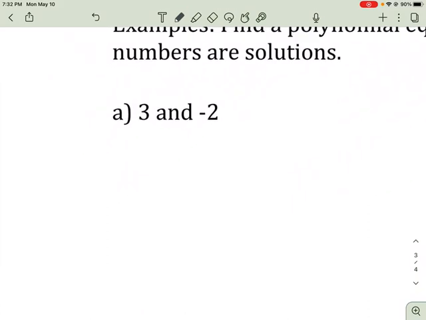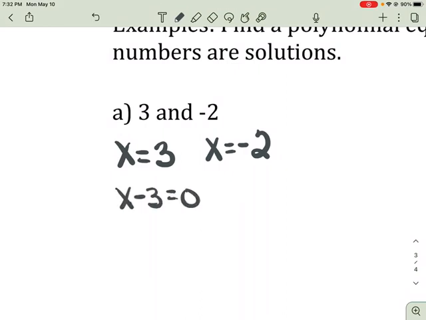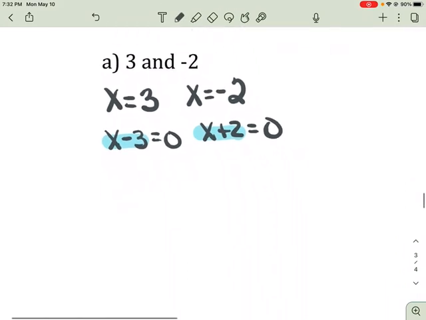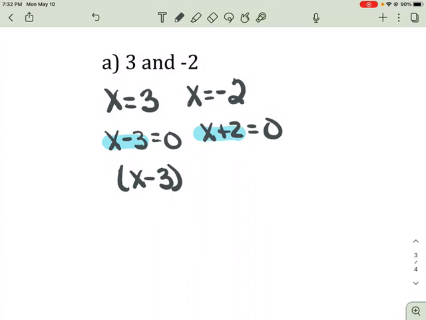All right, so here we have two solutions, 3 and negative 2. So we're going to go x equals 3, x equals negative 2. So we're kind of working backwards. So for us to do that, we're going to subtract the 3. We're going to add the 2. So now these are what we're going to use, x minus 3 and x plus 2. And we're going to multiply them together.